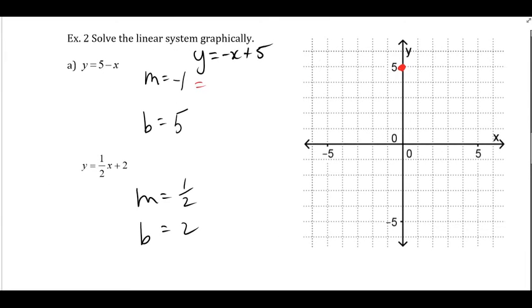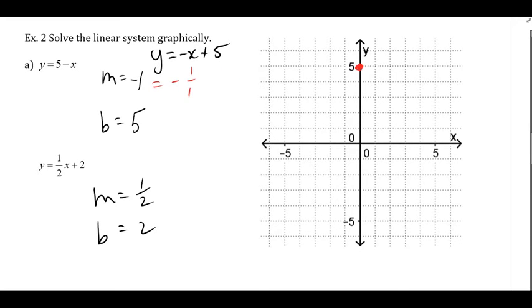People always get confused when they see a whole number, don't know how to turn it into a slope. What's the rise? What's the run? So this is like -1 over 1. So if my rise is 1 and then my run is 1, I go this way to make sure that the line's leaning to the left. So there's one of my lines. So you can go ahead and do this for yours.